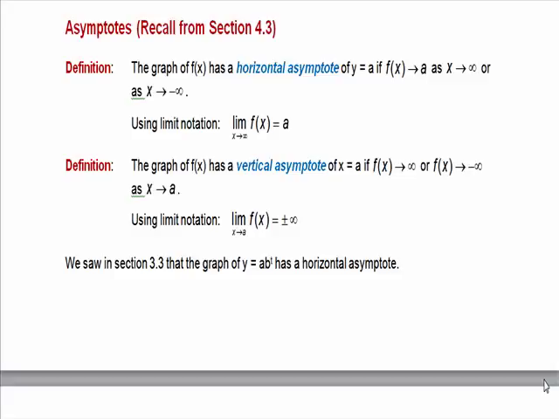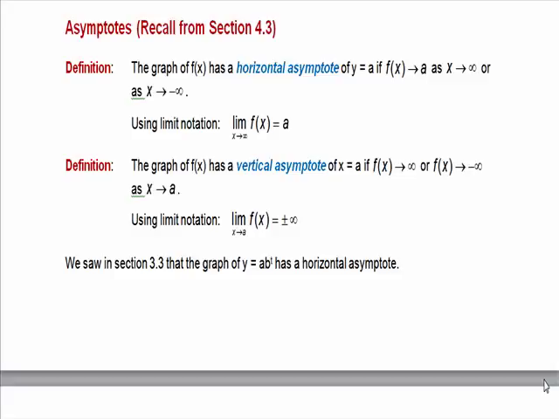The graph of a function f at x will have a horizontal asymptote, a horizontal line that the function will get very close to. But it'll have a horizontal asymptote of y equals a. Remember, horizontal asymptotes are always y equals something. If f at x approaches a as x approaches either infinity or negative infinity or both. So we have a horizontal asymptote if the function gets very, very close to a as x goes way off to the right or x goes way off to the left, or maybe both.